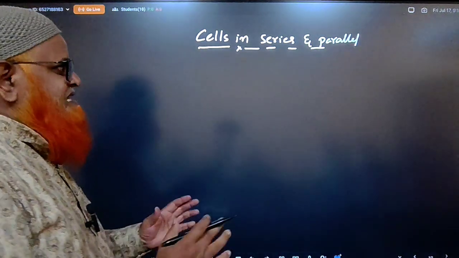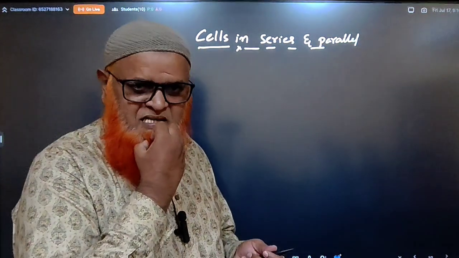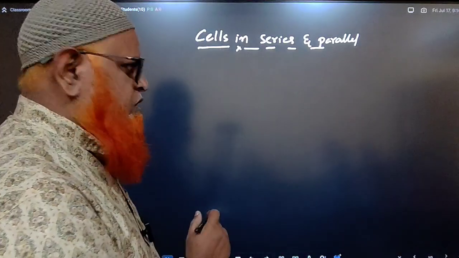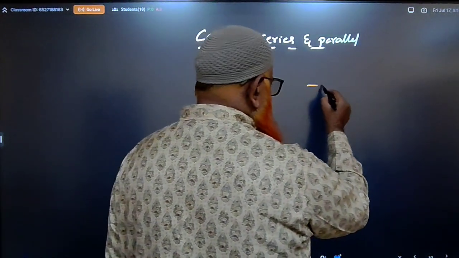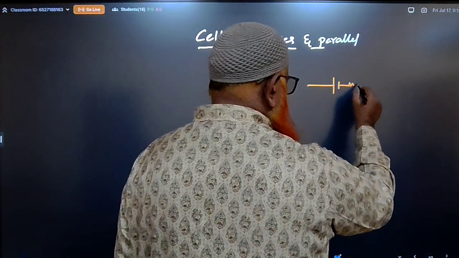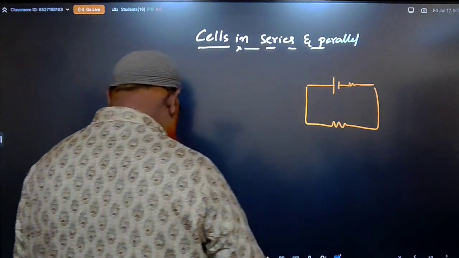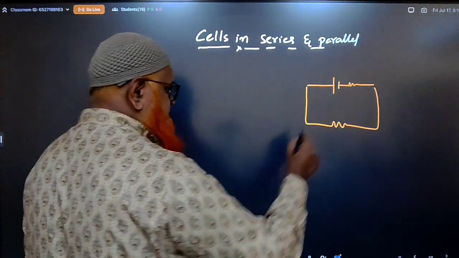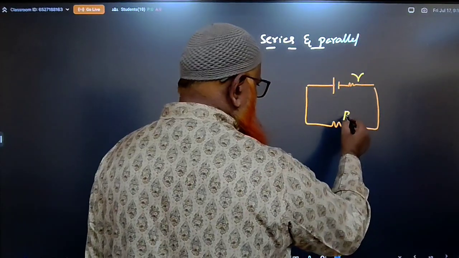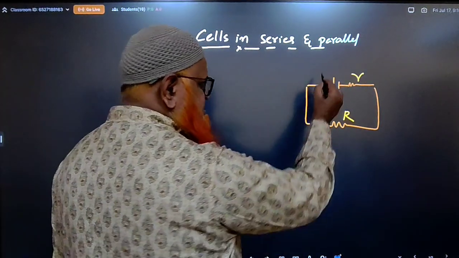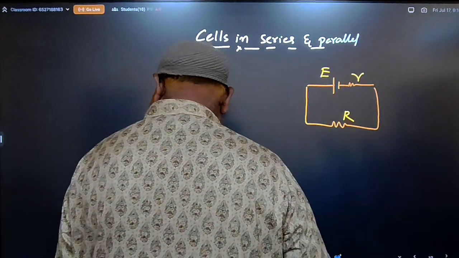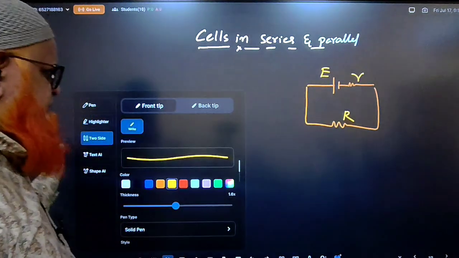Okay, my dear. If you want to understand cells in series and parallel, it is very important for us to understand what a simple cell is, how it behaves, and how the same cells behave when they are connected in series. So this is a small internal resistance, an external resistance, and the EMF of a cell. This is a simple cell.